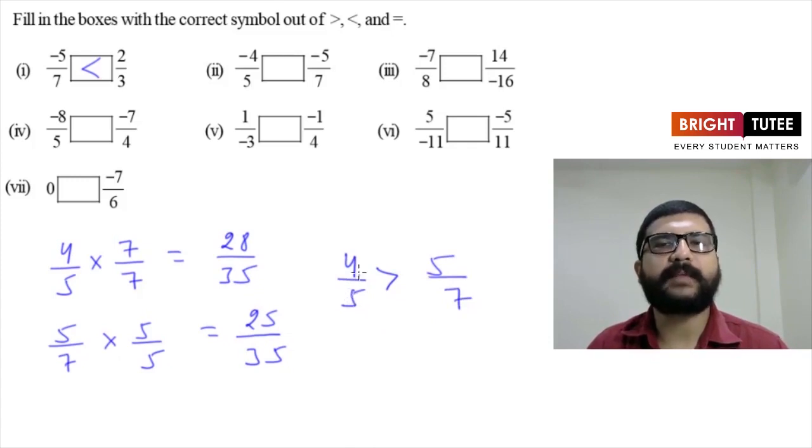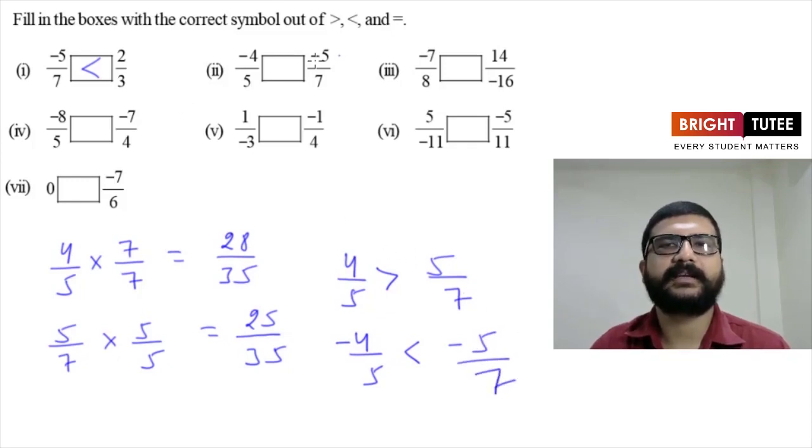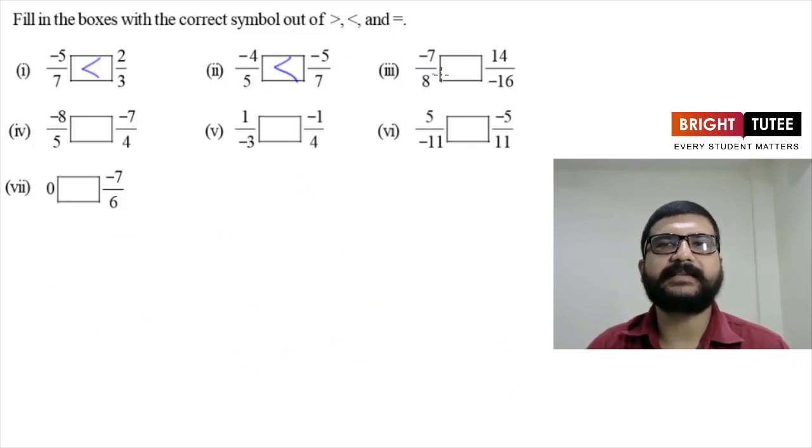So what can we say about minus 4 upon 5 and minus 5 upon 7? We just have to reverse the sign. So it will be like this. Minus 4 upon 5 is less than minus 5 upon 7. So the sign here will be less than. Now the next part is minus 7 upon 8 and 14 upon minus 16.